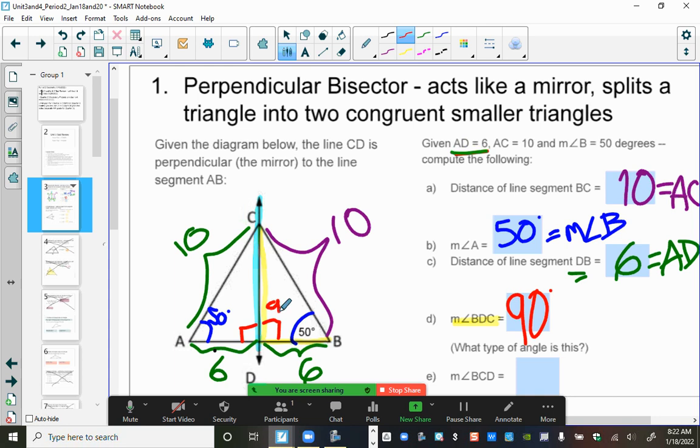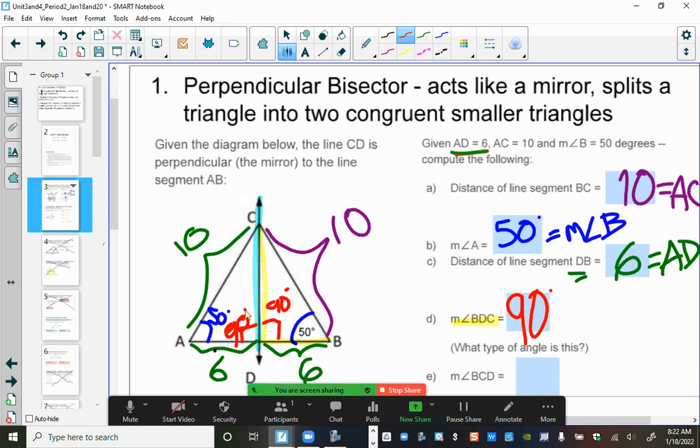This is going to be a 90 here. That's a right angle right there. If we were asked, so what's that angle? It's going to be 90 degrees. Now, the last thing.